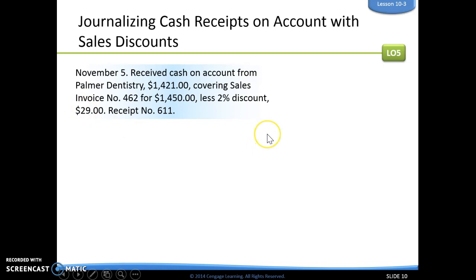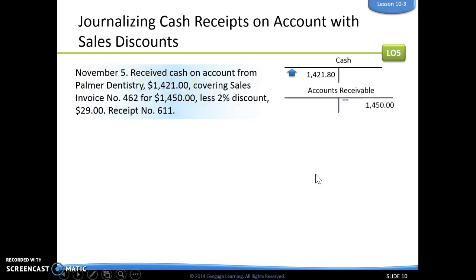So what I do is I look at first, how much cash are we receiving? We're receiving this in cash, $1,421. They put 80 cents, but this is just $1,421, I believe. So then we're going to put in a credit to accounts receivable for the full amount that they actually owed us. Because even though they're not paying us that full amount, we offered them a discount to cover that full amount. So we're going to credit for the full amount. Now, our debits and credits do not equal here, so we also need to debit our sales discount for $29.